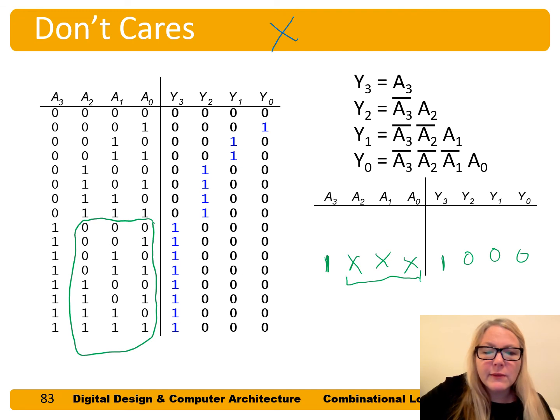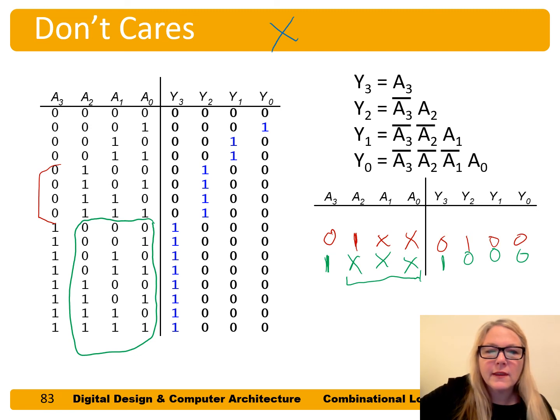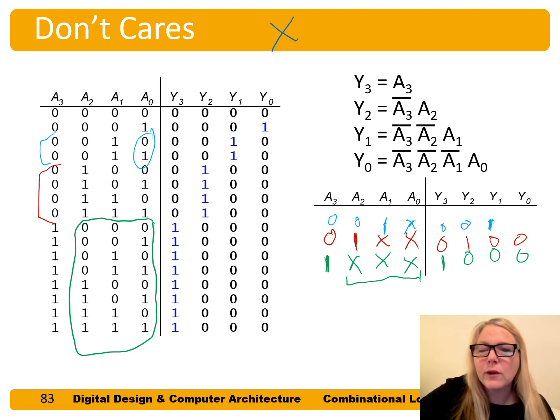Okay, and then we could do the same thing for the next 4 rows. When a3 is 0 and a2 is 1, we don't care what the other inputs are, and the output would be 0, 1, 0, 0. And for the next 2 rows, if a3 and a2 are 0 and a1 is 1, we don't care what a0 is. That covers these 2 cases. Then y3 is 0, y2 is 0, and only y1 is 1.